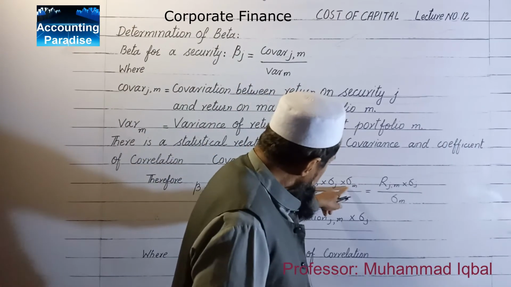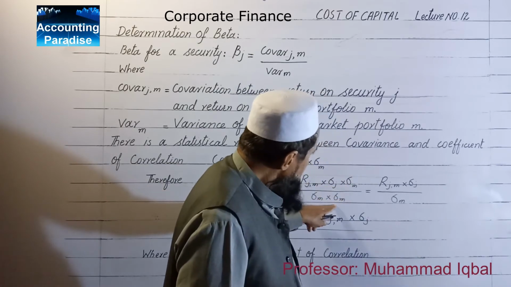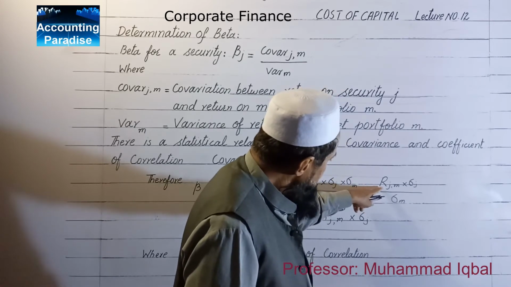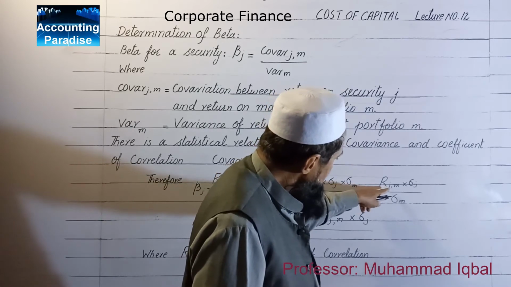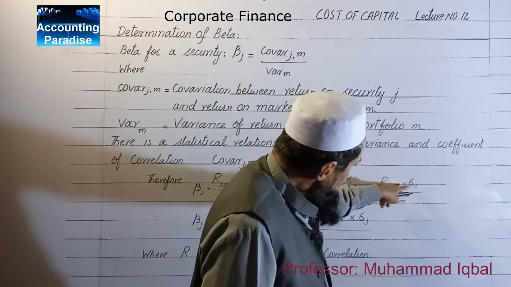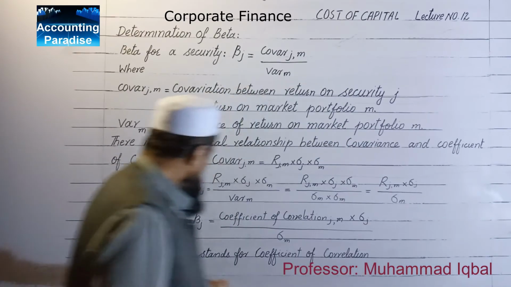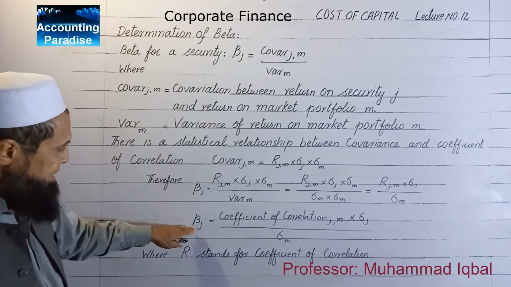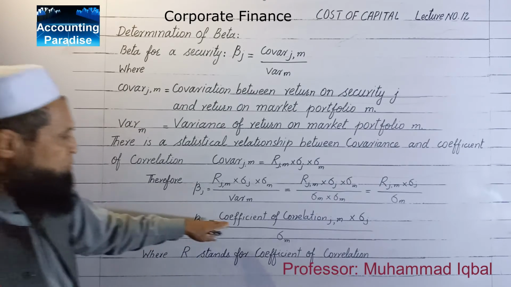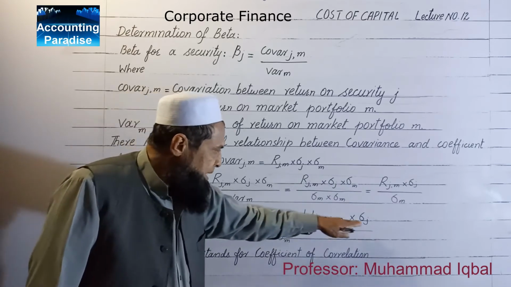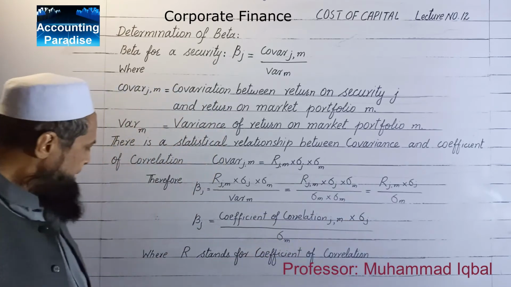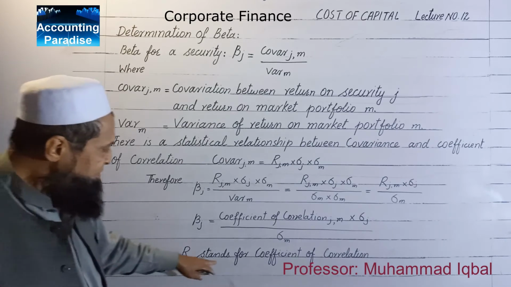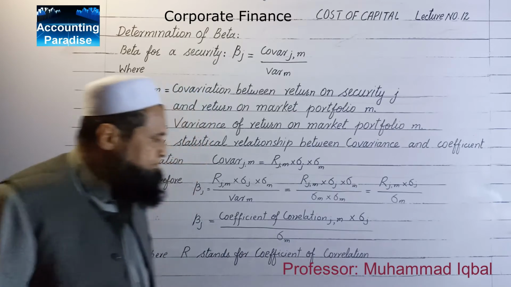If we cancel sigma M with sigma M, the remaining relation is correlation coefficient Jm into sigma J over sigma M. Thus, beta J is equal to coefficient of correlation Jm into sigma J over sigma M. Here rho stands for coefficient of correlation.